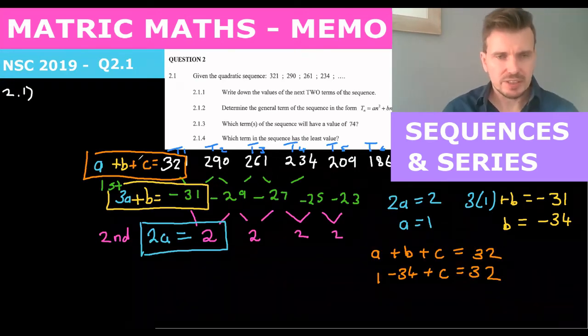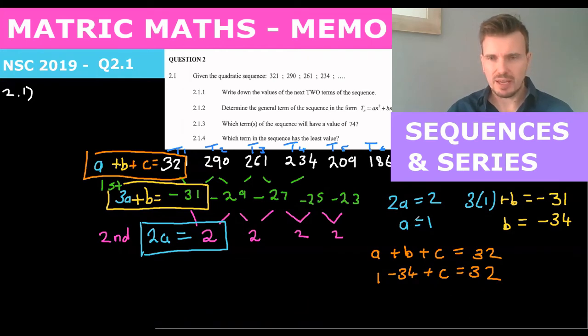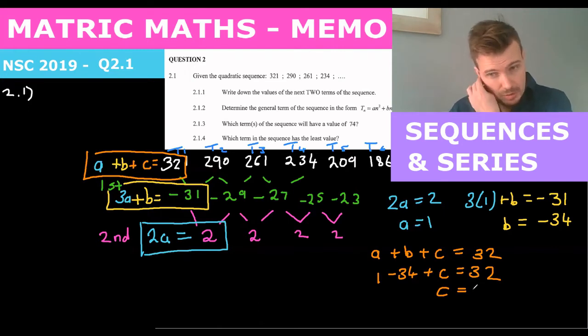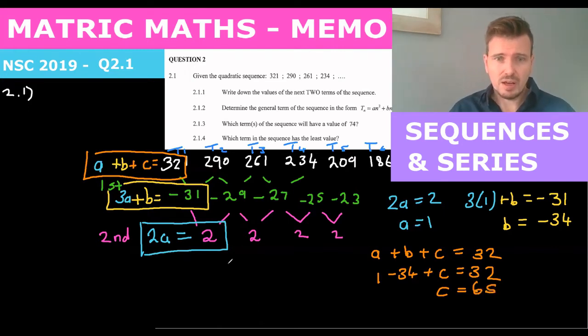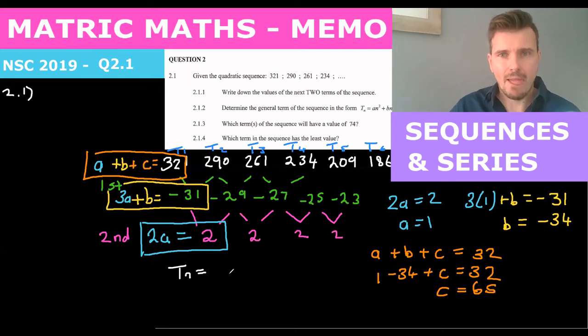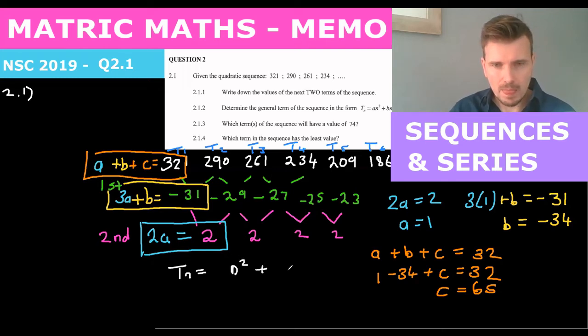Okay, and then to find out C, we use the A plus B plus C. So having found A and B, we substitute A and B into A plus B plus C, and then we get C equal to 321 plus 34 minus 1, so 65. So our final formula is Tn equals, so A is 1, so we don't actually have to write in the 1 there, and then B is minus 34.